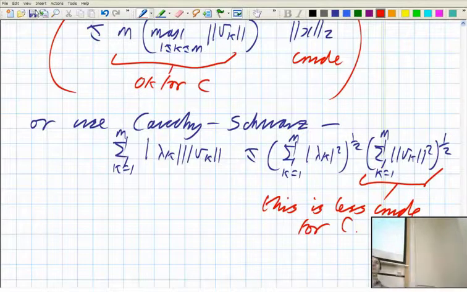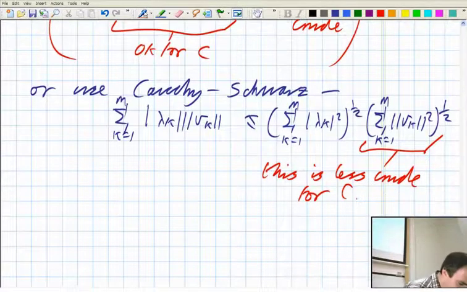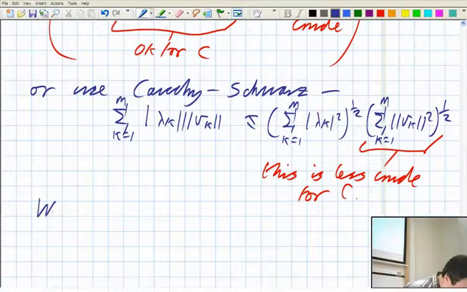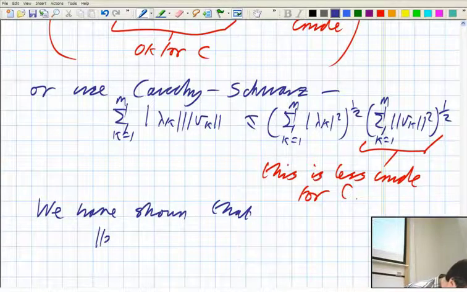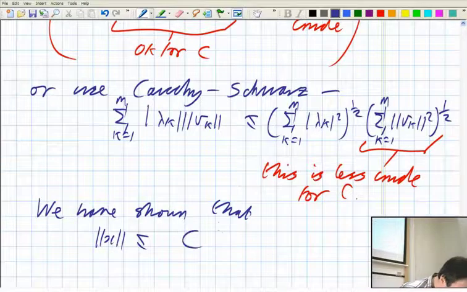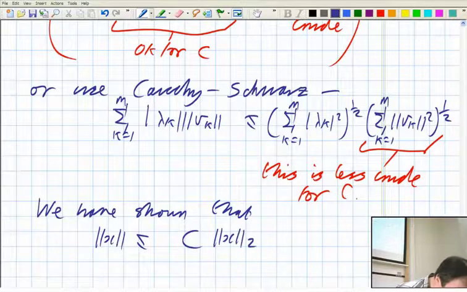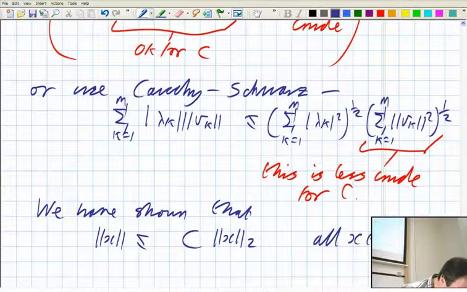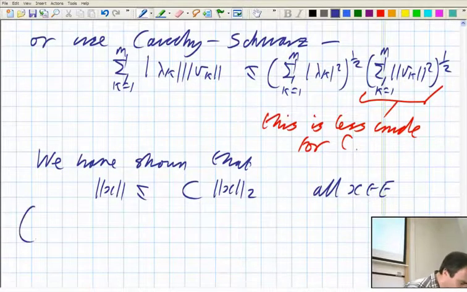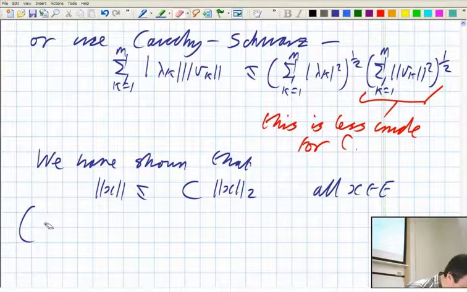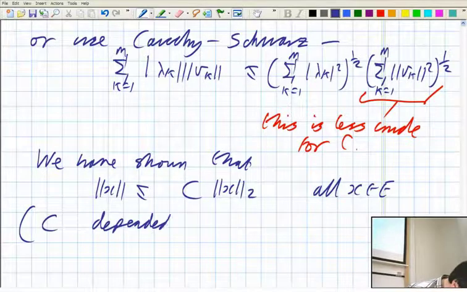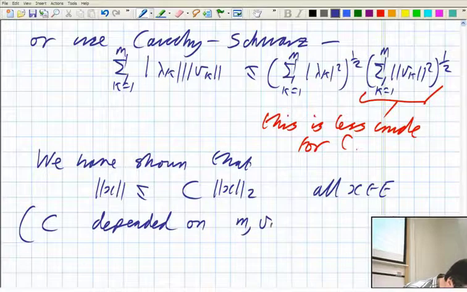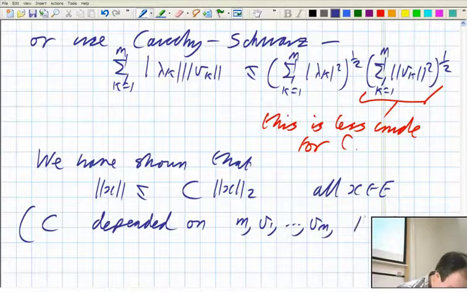But I don't care which of them you use. All we want is that you get a constant, and the conclusion is, so we have shown either way that norm x is less than or equal to some constant times norm x2 for all x in E, and that constant C depended on m, v1 up to vm, and the norm we were working with here.